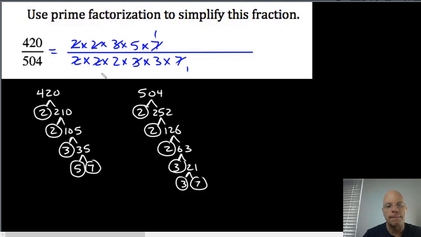3 thirds is another whole. I'm left with a 5 up here, no 5s down here, and a 2 and a 3 down here, and no 2s or 3s up in my numerator that I haven't already canceled. And so the final simplified fraction would be 5 over the product of 2 and 3, which is 6, so 5/6.